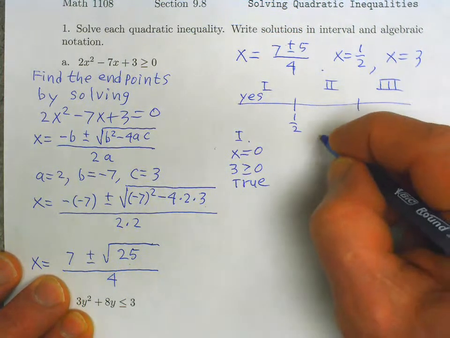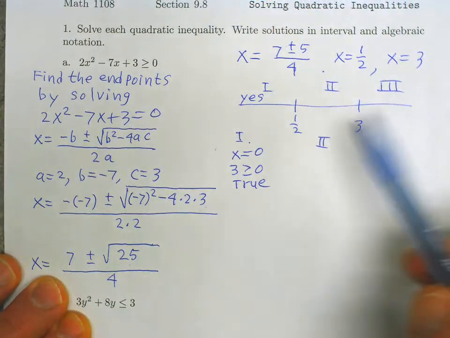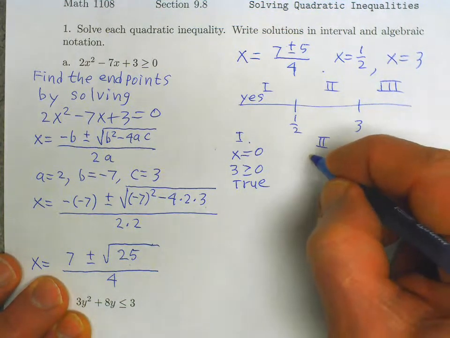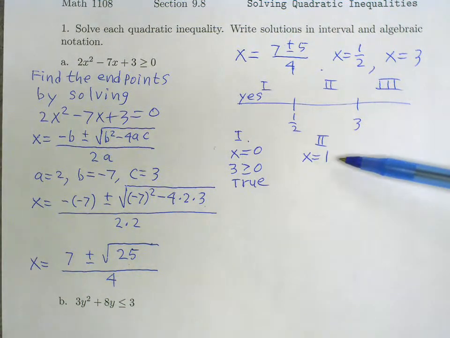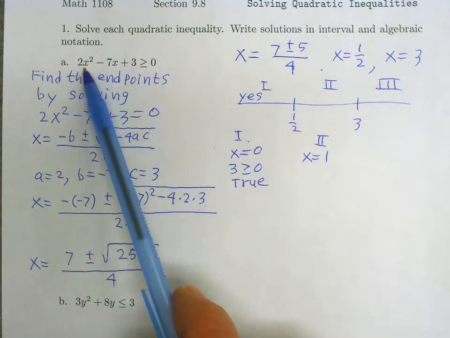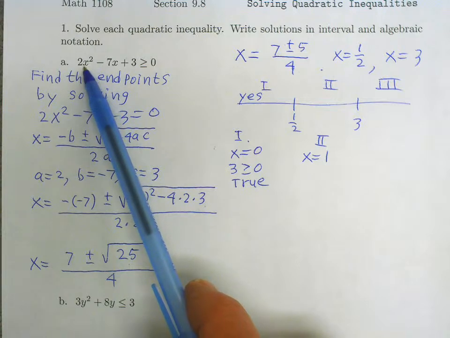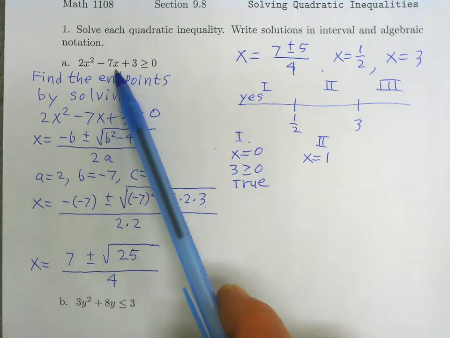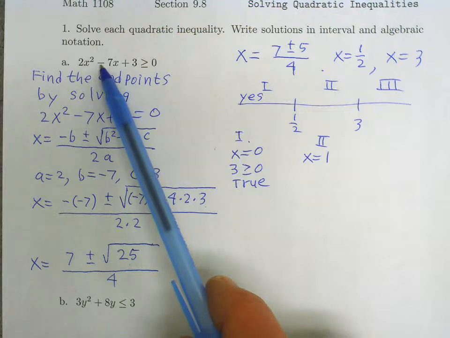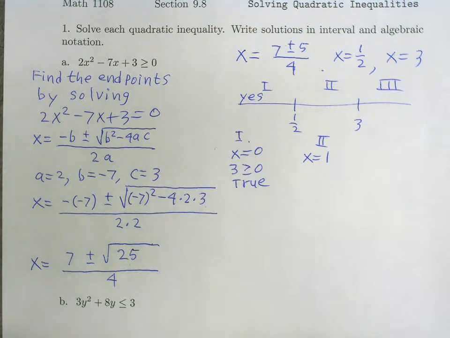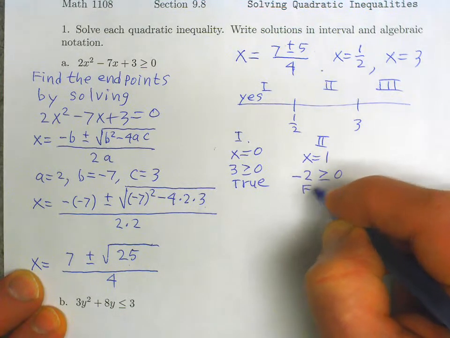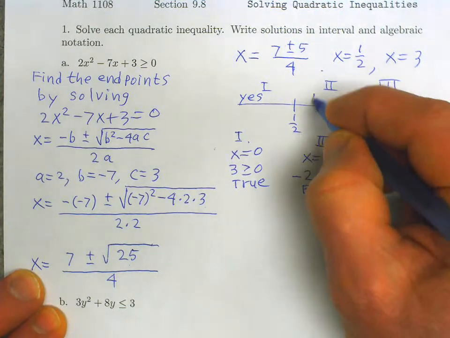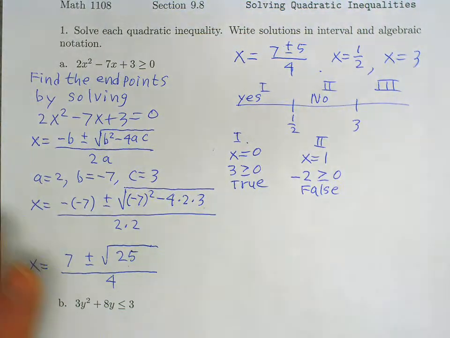In the second interval, pick any number you want between 1/2 and 3. Picking 1 as a test point is often a nice choice. So if you replace every x with 1, 2 times 1 squared is just 2 minus 7 times 1. So 2 minus 7 is -5, and -5 plus 3 is -2. But the inequality, -2 greater than or equal to 0, is false. So none of the numbers from 1/2 to 3 are solutions.